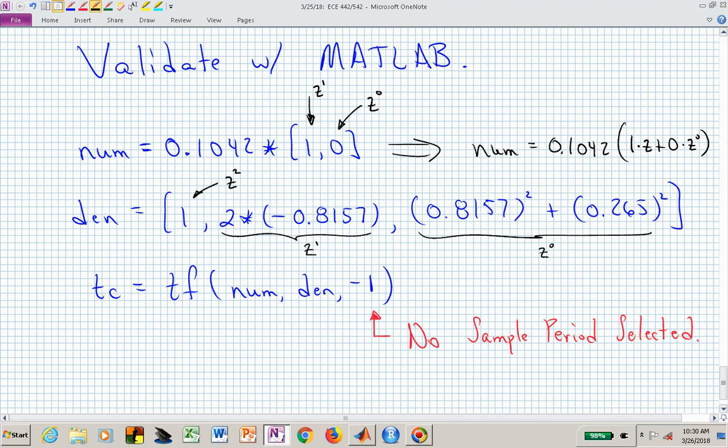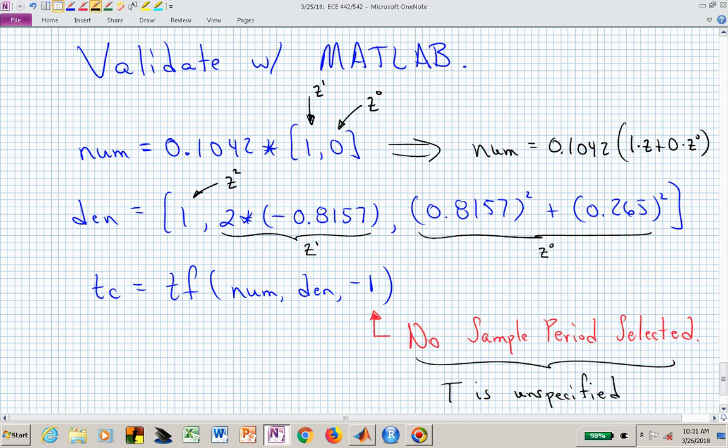Once we have our numerator and denominator polynomials entered into MATLAB, we can use the TF, the transfer function command within MATLAB, to compute the transfer function, which I'm calling on the left T sub c. And in this case, we're telling MATLAB that we are not going to specify a particular value for the sampling period, capital T. We need to tell it a sample period because it needs to know that it's a discrete time system.